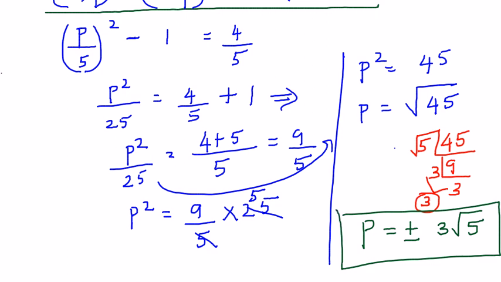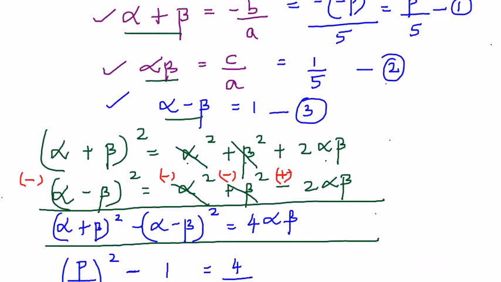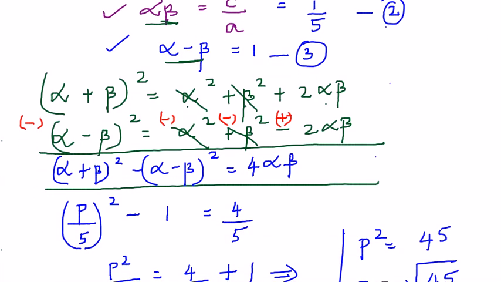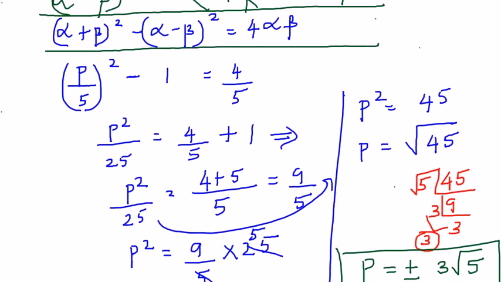Quite a simple sum. So what is it that you must remember? You will anyway find out alpha plus beta and alpha beta, the sum and the product of the roots. And he has also given alpha minus beta is equal to 1. So with these three given equations, how are we going to find out p? Basically you will use the a plus b the whole squared and a minus b the whole squared formulas, and try to bring it down to the form where you can use these three terms. And once you have brought it down to that, it is just plain substitution and math.